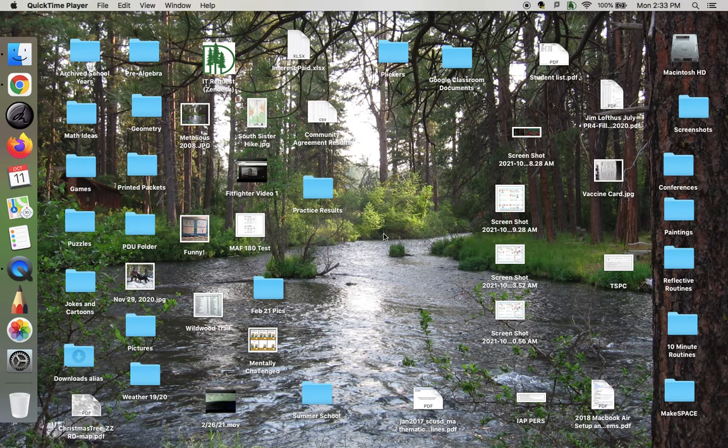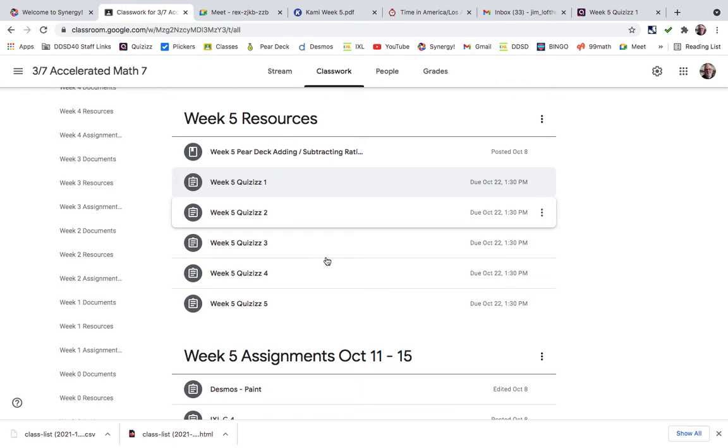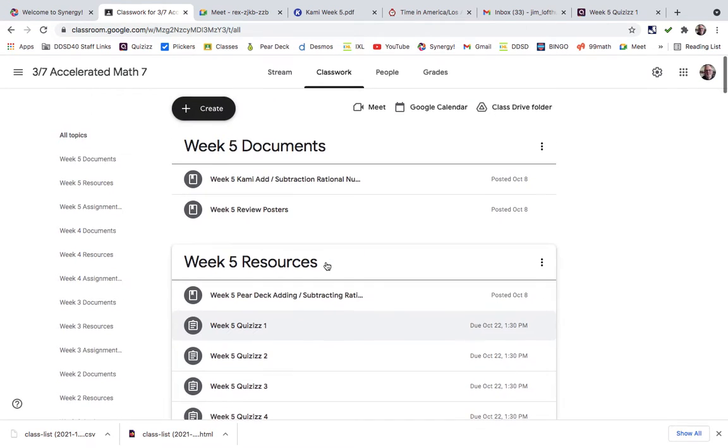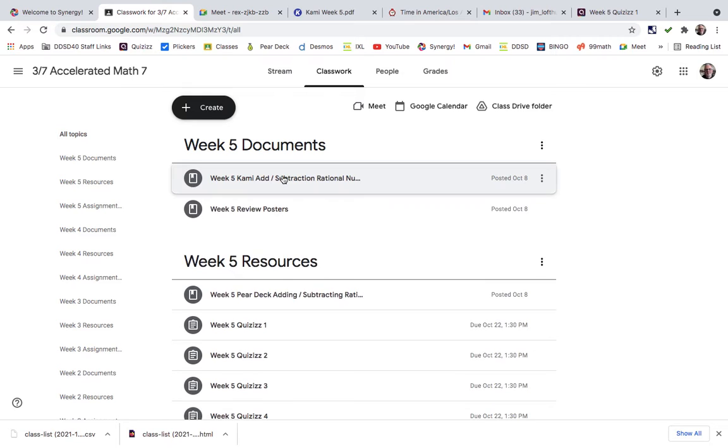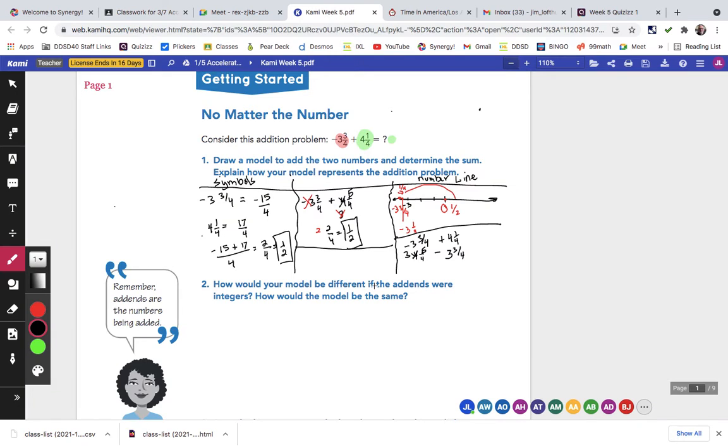This is a recap for Monday, October 11th. What we did today in class was we worked on CAMI week 5. So let's go back here to week 5 documents. If you open up that right there, CAMI week 5, you're going to get this.